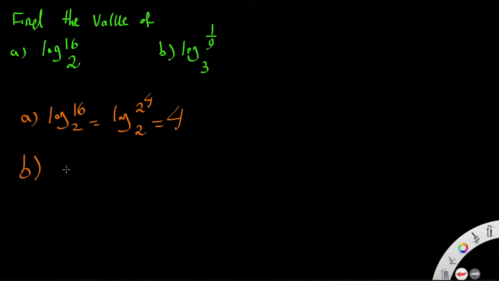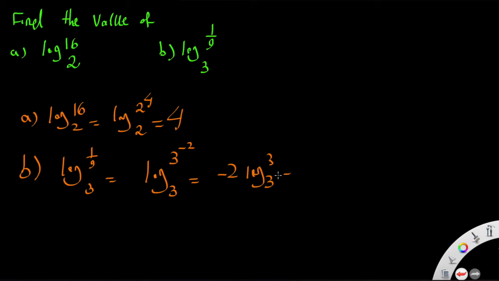Now b, log of 1 over 9 to the base 3 is equal to log of, instead of 1 over 9, 9 will be 3 squared, transferring to the numerator, it will be 3 to the power of negative 2, to the base 3. You can bring the power out, so it will be negative 2 times log of 3 to the base 3, and log of 3 to the base 3 is 1, so overall you will have at the end negative 2 as the answer.